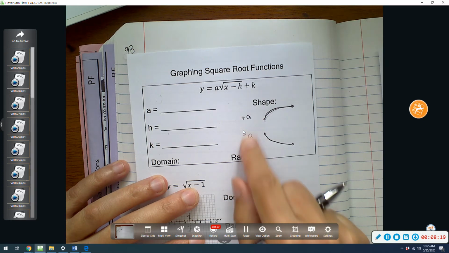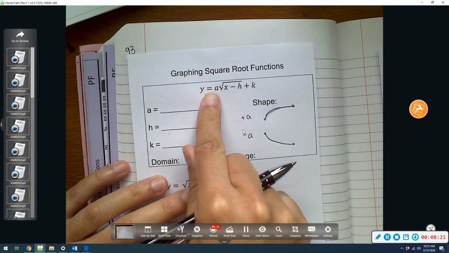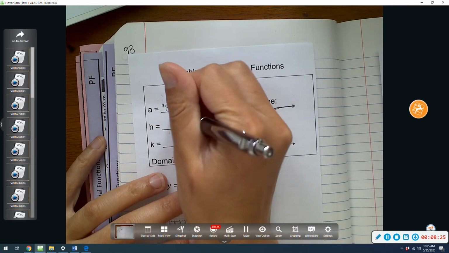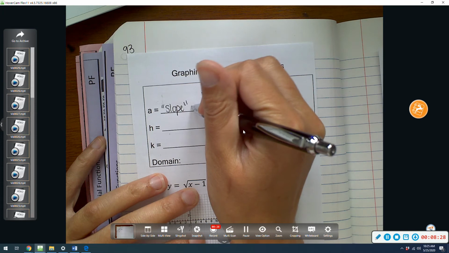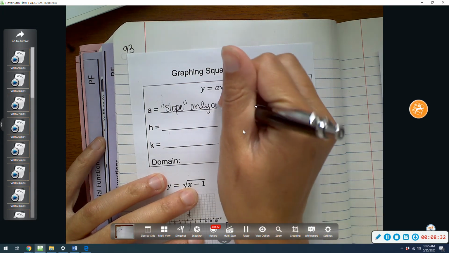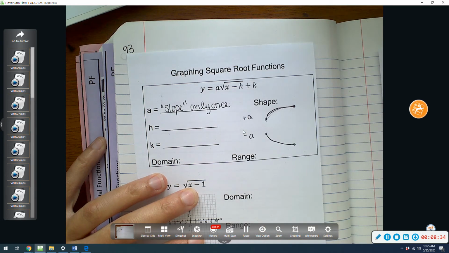In addition to being positive or negative, A was that number out front that we were just looking at, so that's also kind of like a slope number, but only for one point, so I can only do it once. So slope only once. I can't keep doing it over and over and over again.